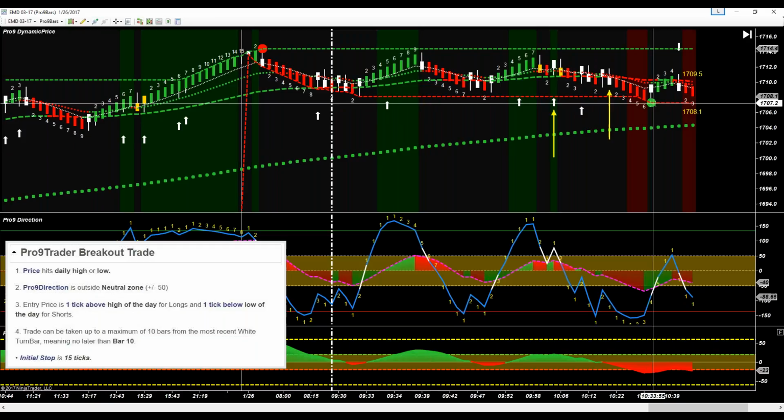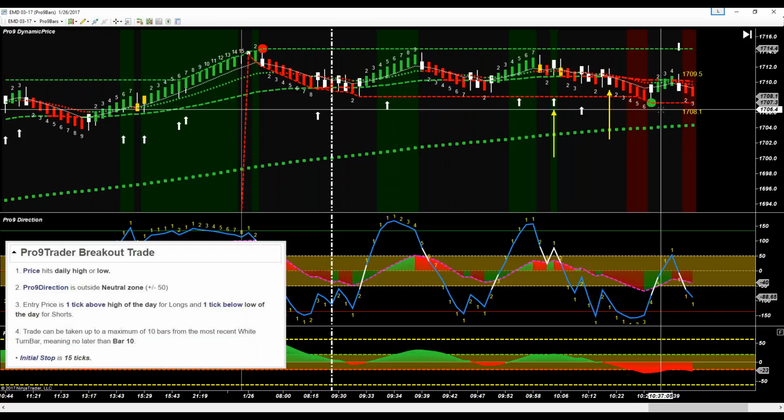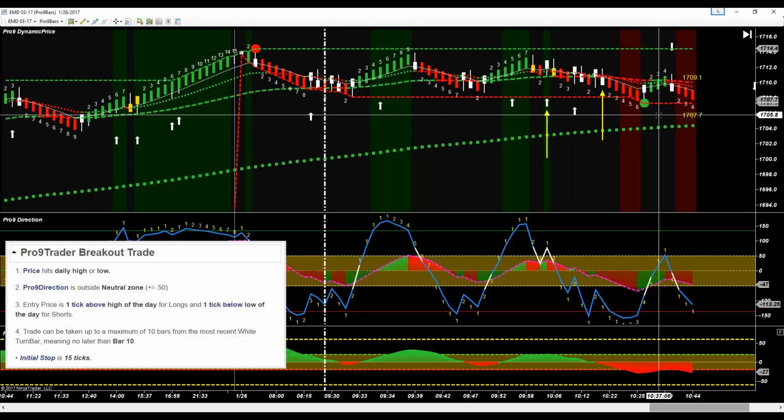So we can see what our low is. It's 1707.3. So I know my entry is going to be 1707.2. So I can be prepared to put my stop limit order in the dome as soon as I confirm that this will be a qualified breakout.